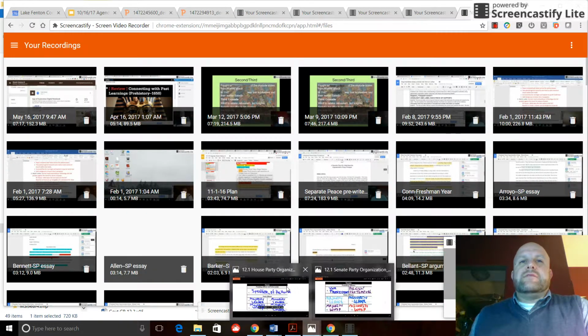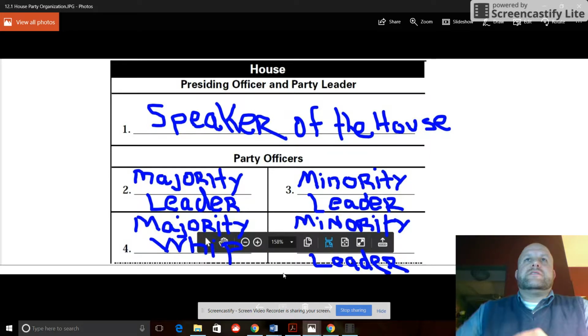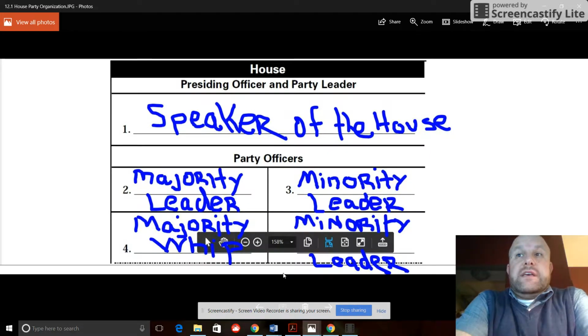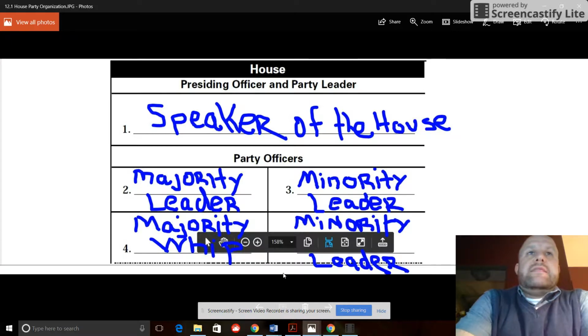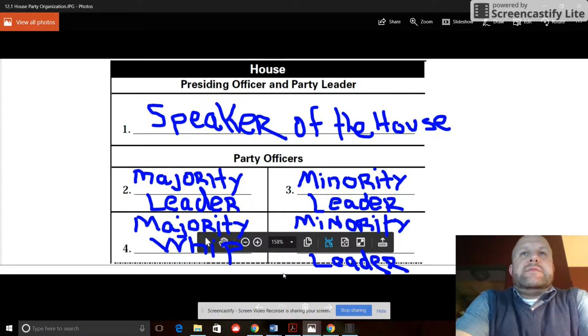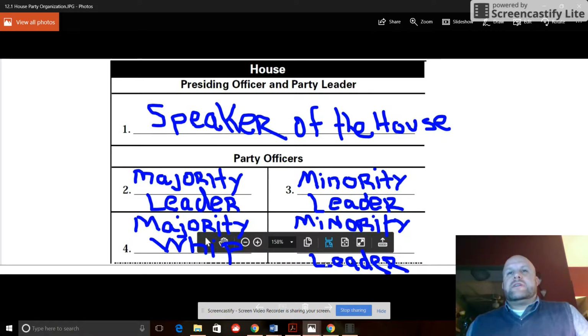In the House, the presiding officer is the Speaker of the House, the most powerful person in the House of Representatives. The party officers: the Speaker of the House is always from the majority party, and he or she is assisted by the majority leader and the majority whip, whose functions we'll get to in a second. Then in the minority party, the minority leader and the minority whip. That should say minority whip there, not minority leader, as it would say on this side.